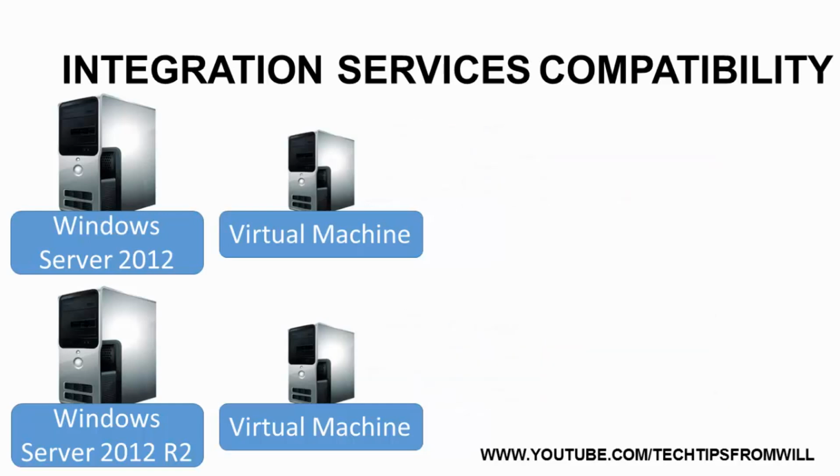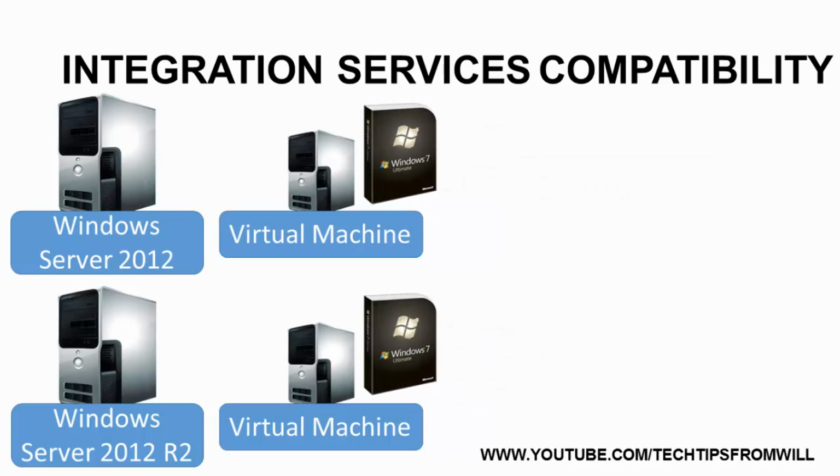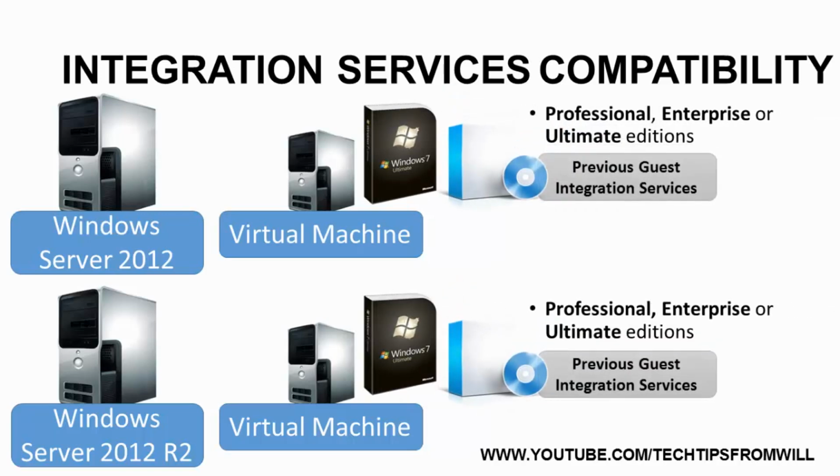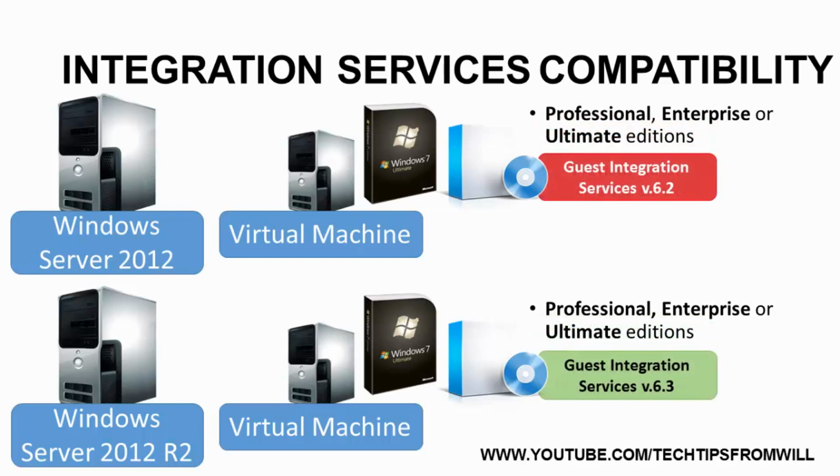Next is Windows 7. Virtual machines running Windows 7 Professional, Enterprise or Ultimate editions already have an older version of guest integration services built in. This can, of course, be upgraded to the latest versions offered by the Hyper-V host. If you are using Windows Server 2012 as your Hyper-V host, you can do this immediately. Windows Server 2012 R2 hosts, however, will first require the installation of Service Pack 1.